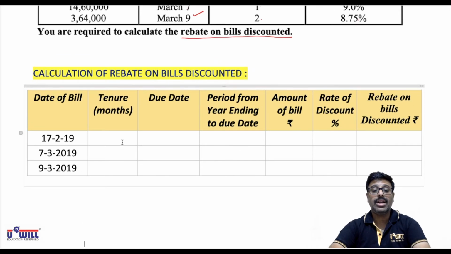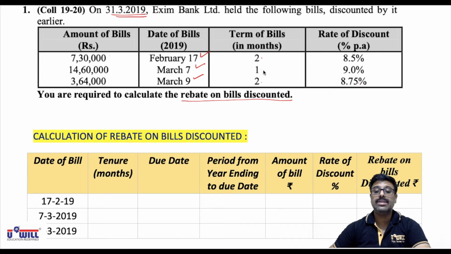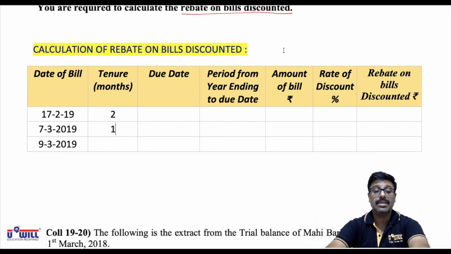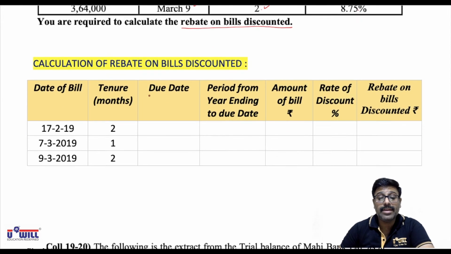Now, tenure in months. You can all see 2 months, 1 month and 2 months tenure is given. So all of you write down 2 months, 1 month and 2 months. Now, how would we find the due date? Understand it: due date must include adding 3 days of grace. This also I made you write. It must be adding 3 days of grace.